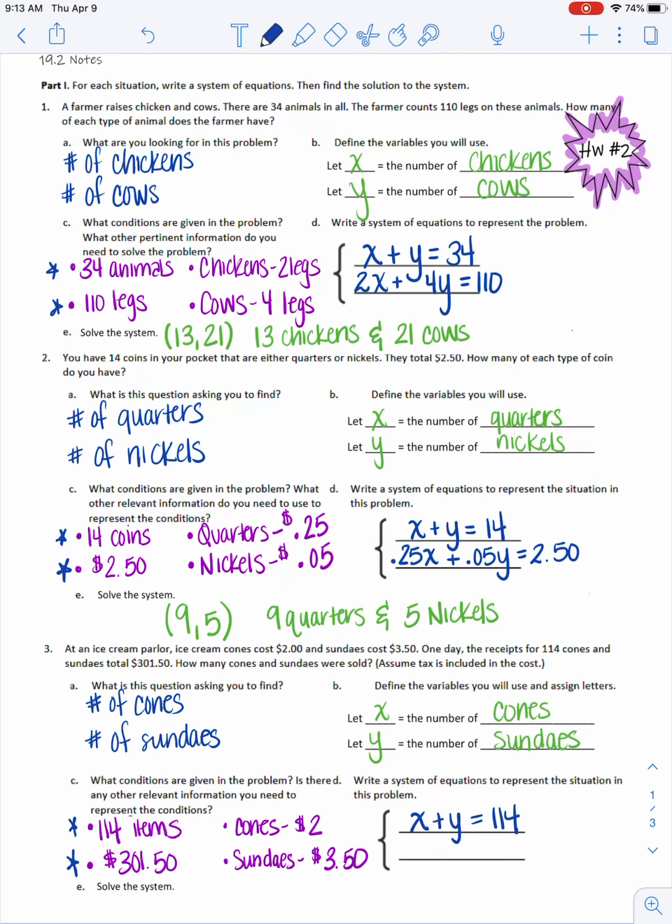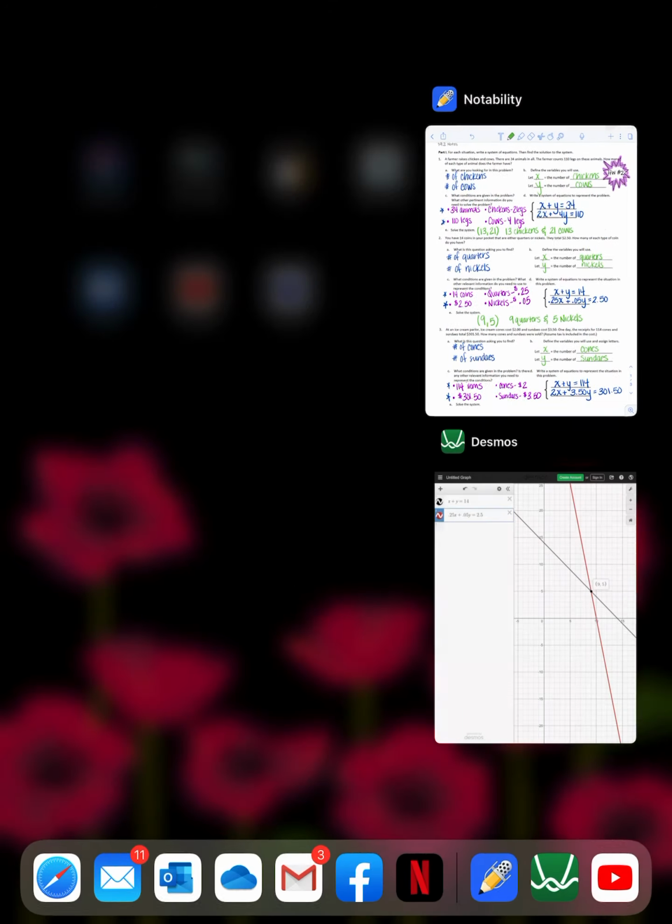My second equation has to deal with the money. I know that my ice cream cones cost $2, so I can take 2 times the number of ice cream cones, and I know that my sundaes cost $3.50, so I can take $3.50 times the number of sundaes, which is y, and that has to total $301.50. Let's go back to Desmos to solve this.